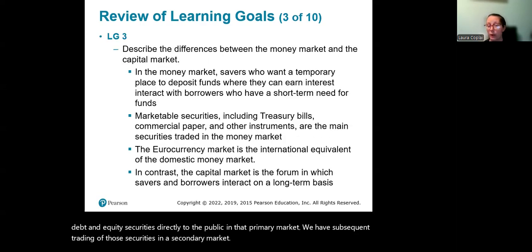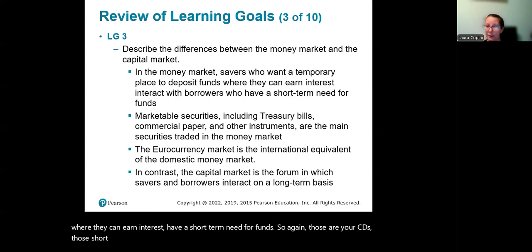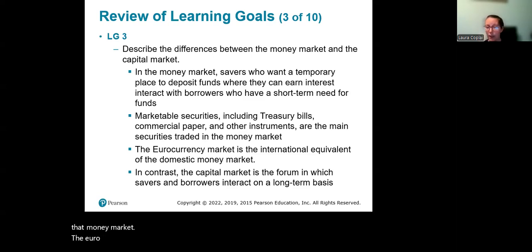We also learned to describe differences between the money market and the capital market. Again, in the money market, savers want a temporary place to deposit funds where they can earn interest, or have a short-term need for funds. Those are your CDs, short-term opportunities for you to gain some slight capital. Marketable securities like treasury bills, commercial paper, and other instruments are the main securities traded in the money market. The eurocurrency market is the international equivalent of the domestic money market.